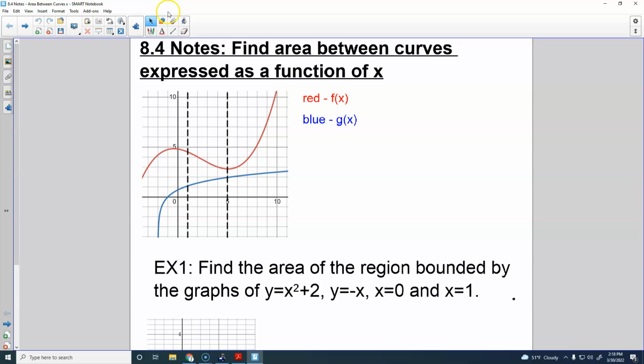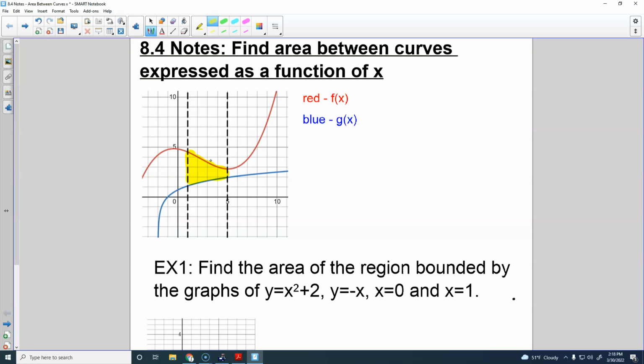Okay, the idea that we'll be looking at today is finding area between curves. Today everything's going to be expressed as a function of x, so we'll be dealing with x. As we will see tomorrow, somewhere we're in terms of y, so it'll be a little bit different. But I want to find the area between these two curves right here.